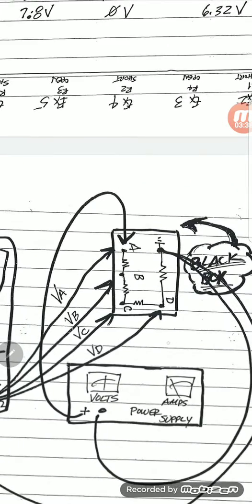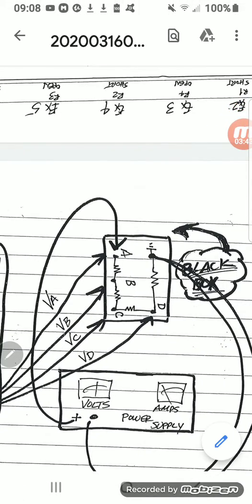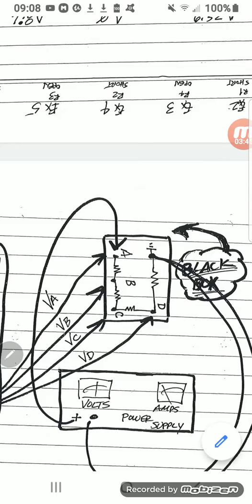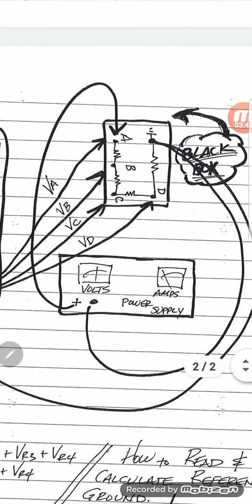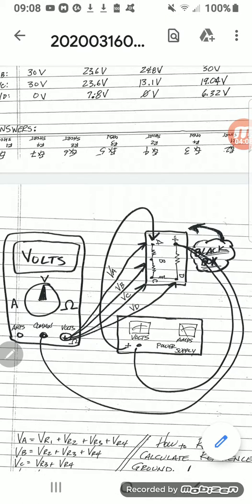I would take the positive end of the power supply and put it at point A. The negative end of the power supply would go at ground. And then the negative end from my meter, this ground or common from my meter, would go there. And the only probe that is moving is going to be from my voltmeter. So you can see I have VA, VB, VC, and VD indicated here. And those are the readings I would be taking on this black box, A, B, C, D.